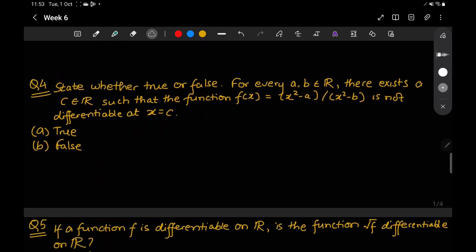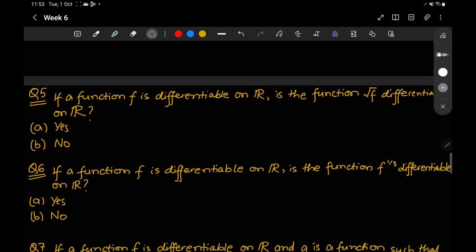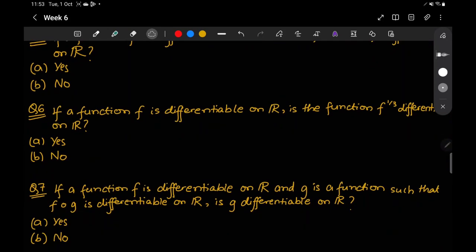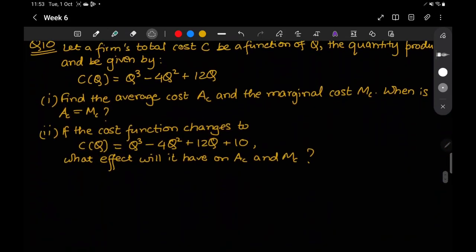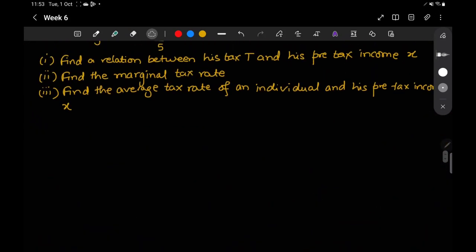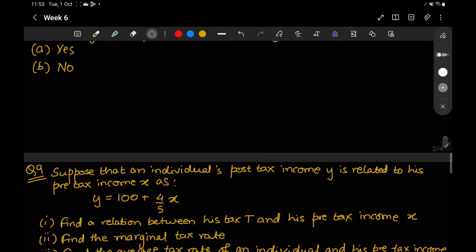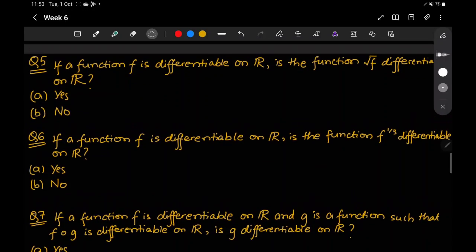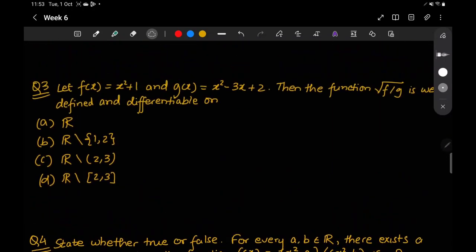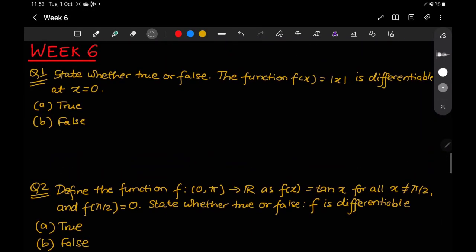So this week we were introduced to the concept of differentiation and differentiability. So the questions are also based on those concepts. We will wait for just about a minute or two for some other students to join, and then we will begin with the session.